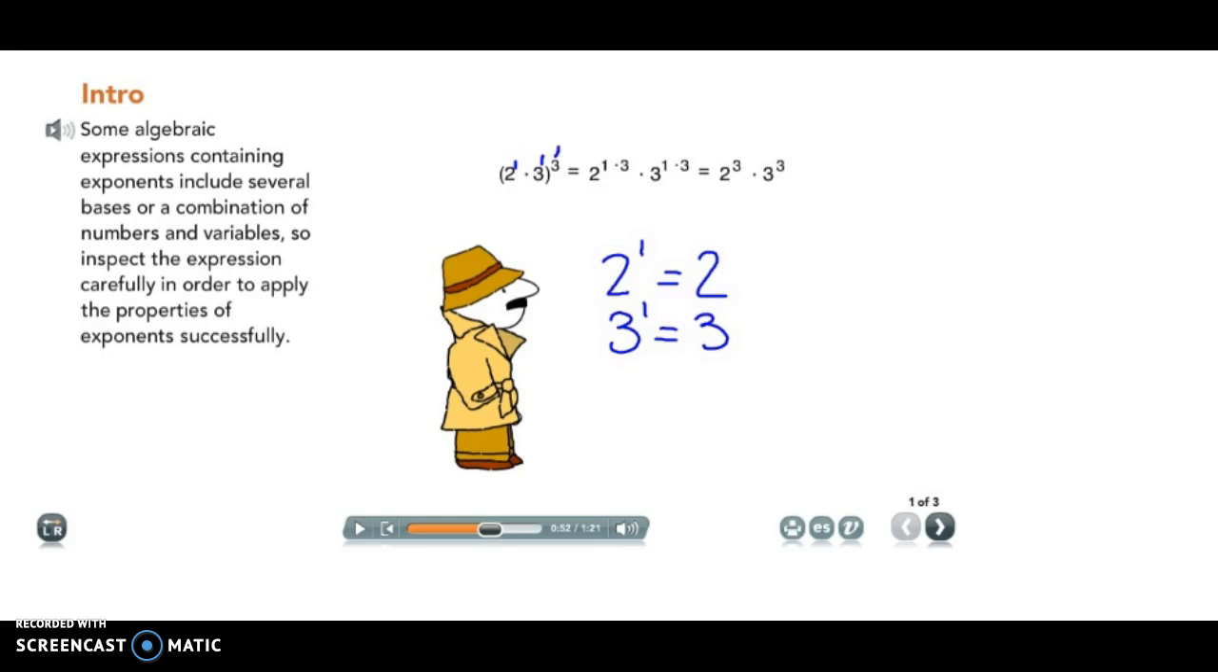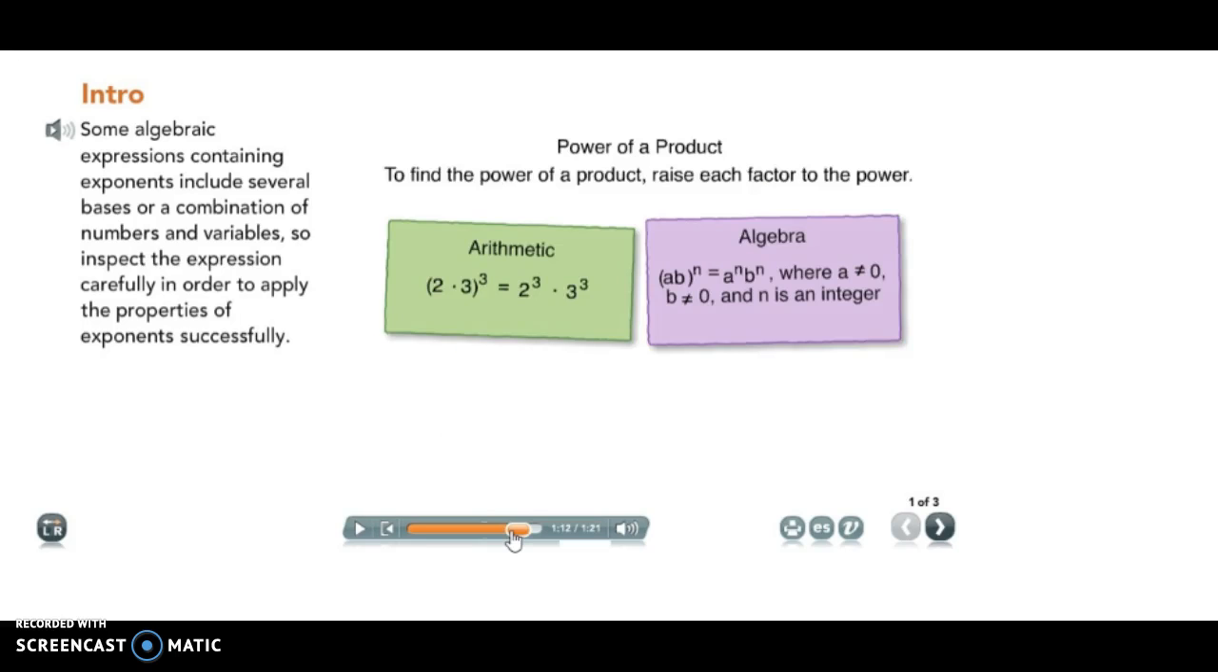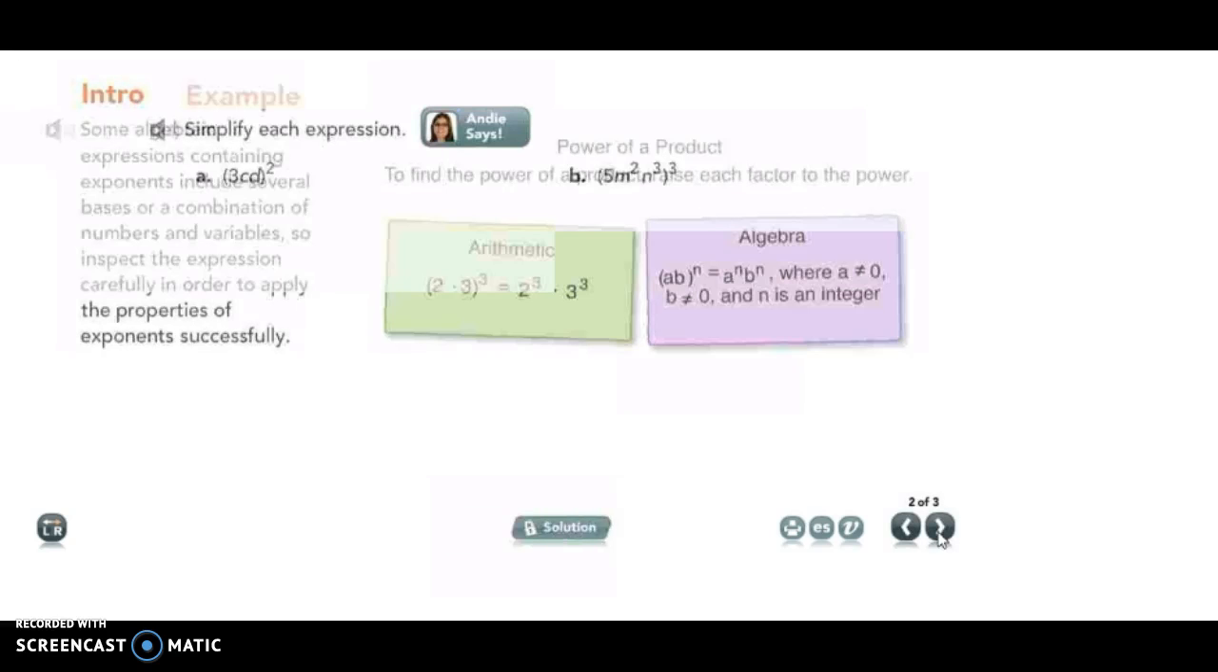So you can really take the 3 times the 1 and the 3 times the other one, and we're going to get 2 to the third power times 3 to the third power. And once again, that's going to be true whether it is with numbers or with letters. So here they're giving you examples that are both arithmetic and algebraic. Okay, let's give it a try.